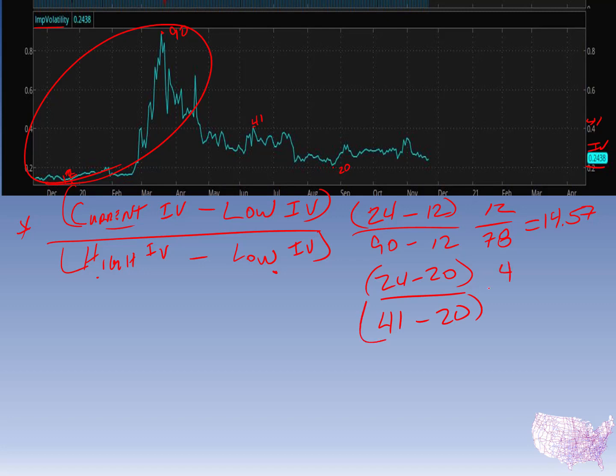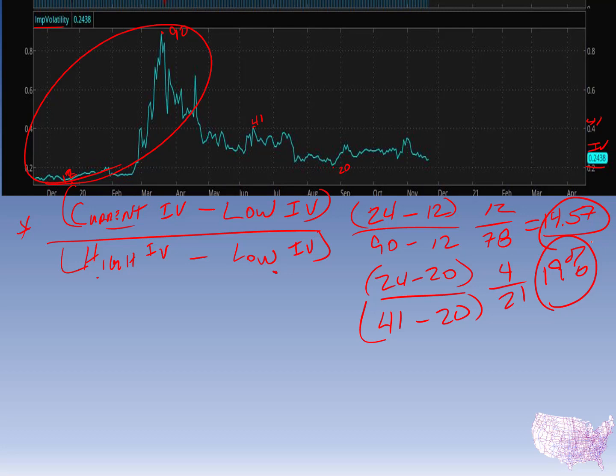So we've got 4 divided by 21, which is right around 20%, just slightly less than that. So we'll call it 19%. All right. So 19%. That fits in my rules. You know, this one actually fits there too. What did I say? 15 to 30, right? That's what we're looking for.